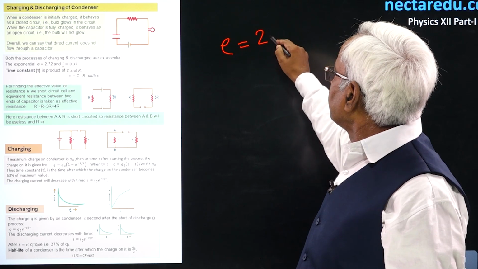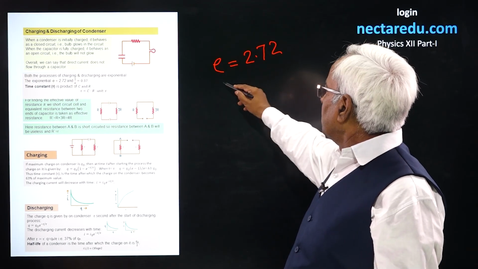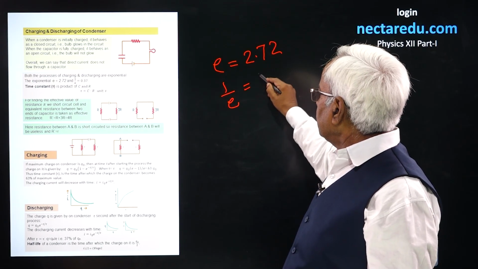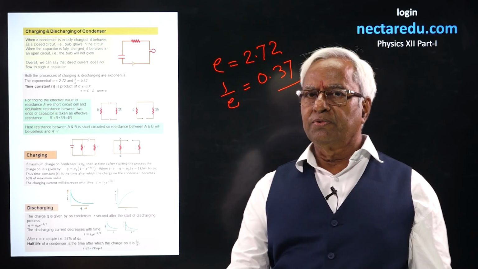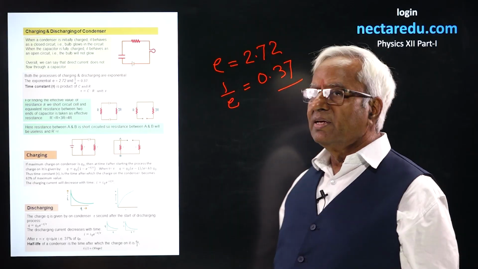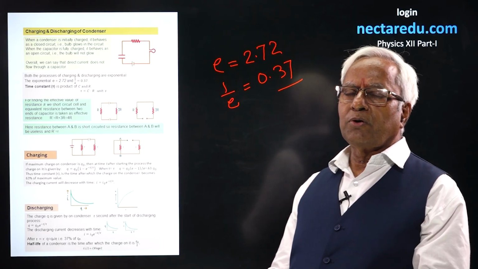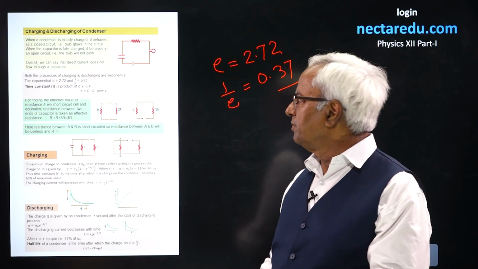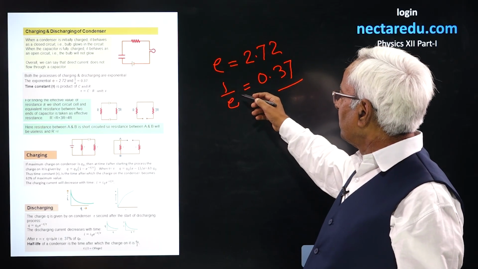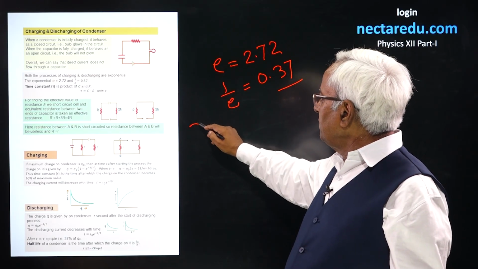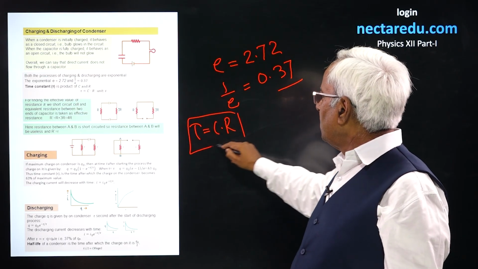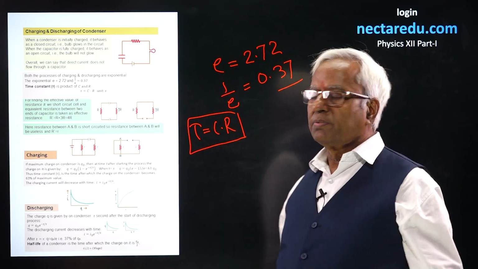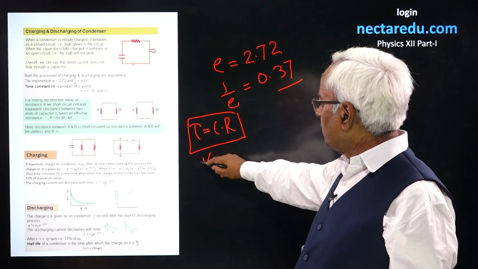Exponential, e, that's given by this thing, and 1 upon e is equal to 0.37. This you have to remember. Exponential in nature means the processes of charging and discharging both will be given by exponential relation. The time constant is very important. That's the product of C and R, and the time taken in both the processes depends on this time constant only.